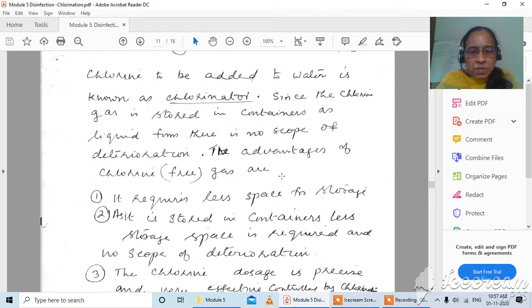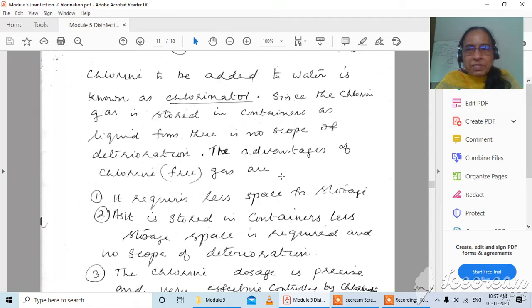And now since it is stored in cylinders, we need only very small space, and these are the advantages of this chlorine gas as a disinfectant. It can be used for large water supply schemes, since we are storing the chlorine gas in cylinders in liquid form, and there is no deterioration of the quality of the chlorine gas.